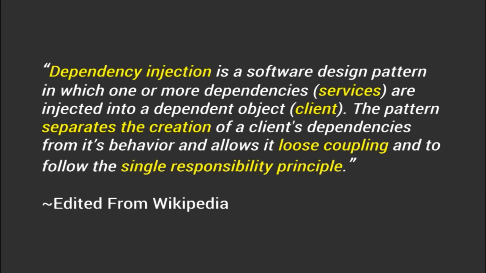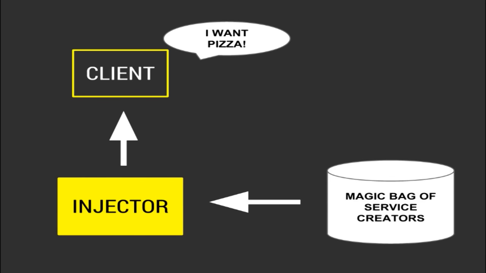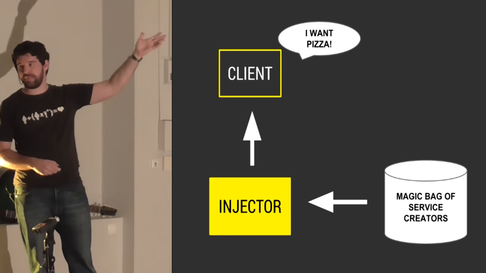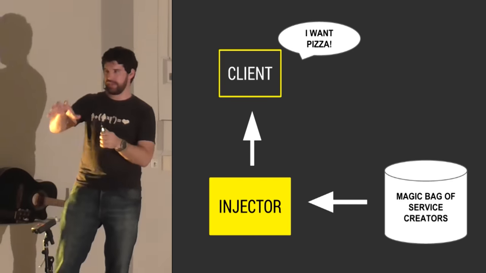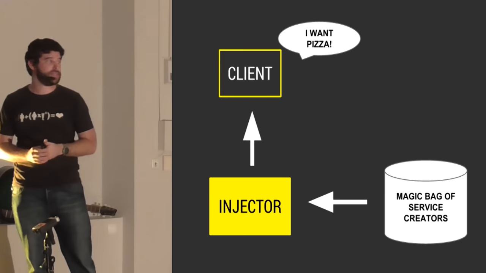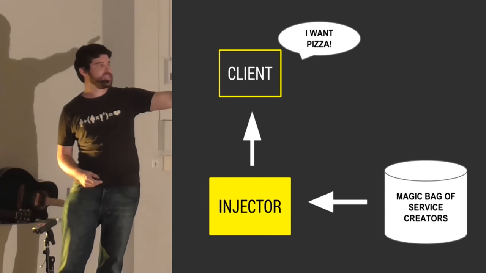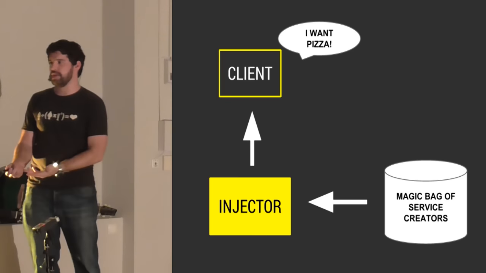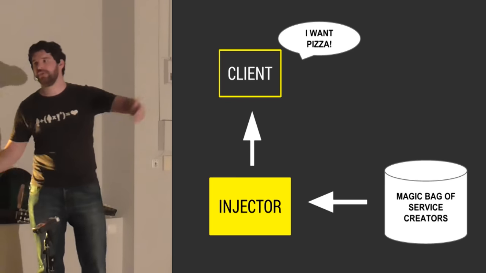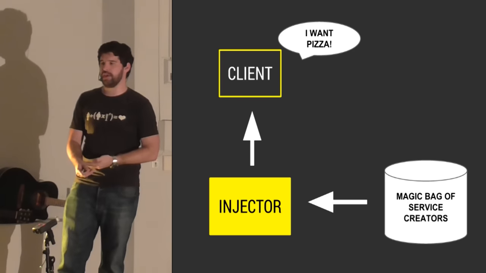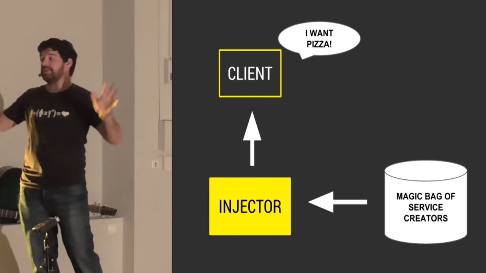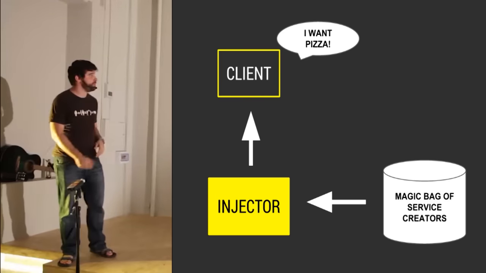You see, I'm not aligned, okay? It's the same thing. So all the things, this is much simpler for dummies like me, okay? I need stuff like this to understand. So I have a client, who wants a pizza. He has an injector, which is outside of it. Outside, it's a component of the system, of the framework, that gets the call. He has a magic bag of service creators that knows how to create the instance. So he asks for a pizza creator, he gets the pizza creator, creates a pizza, and injects it into the client. This is the whole mechanism of dependency injection.